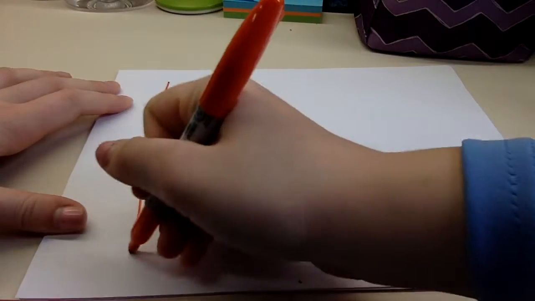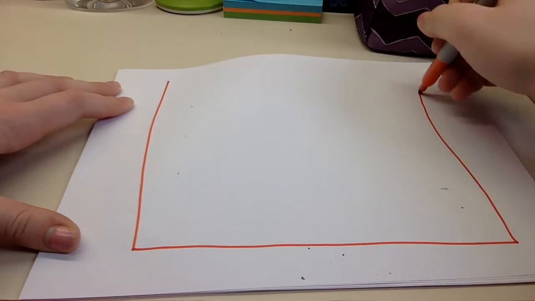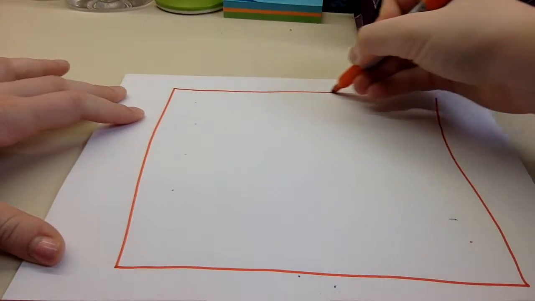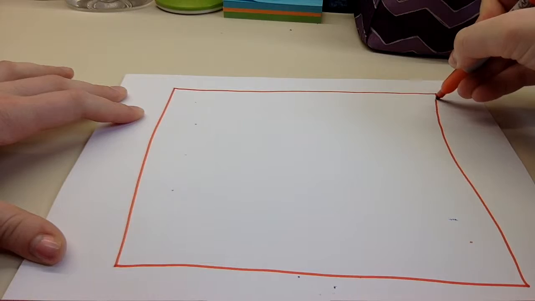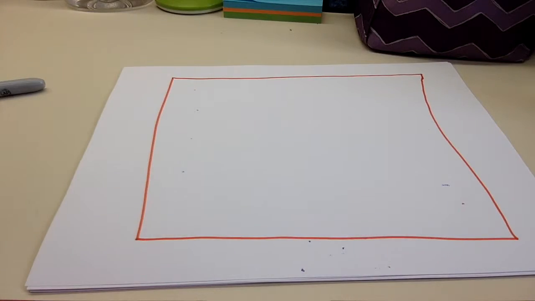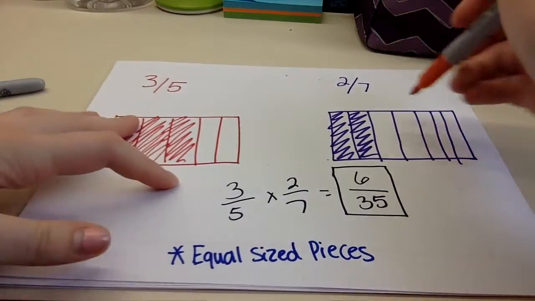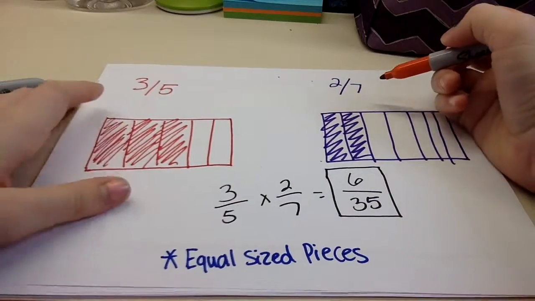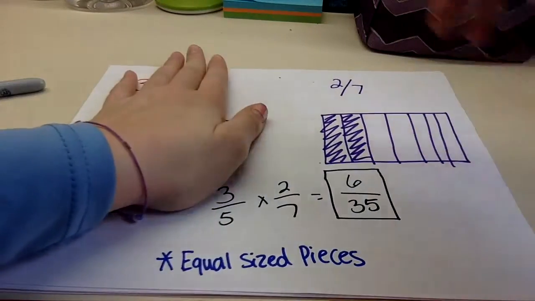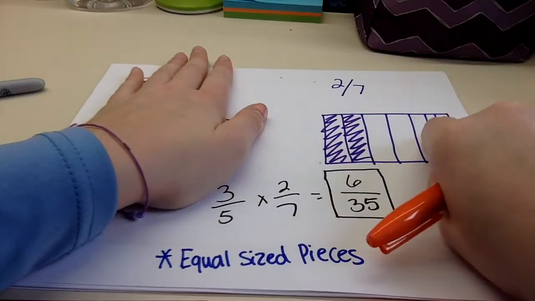Okay, so I think the best way, again, to do this is to draw another picture, because I think pictures really help you see what you're doing. So I'm going to draw a really big chocolate bar. Remember that these are all equal pieces again. It doesn't matter which one you start with, but I would prefer to start with the 2/7. So we're not even going to look at this, and we're just going to draw what we did right here.